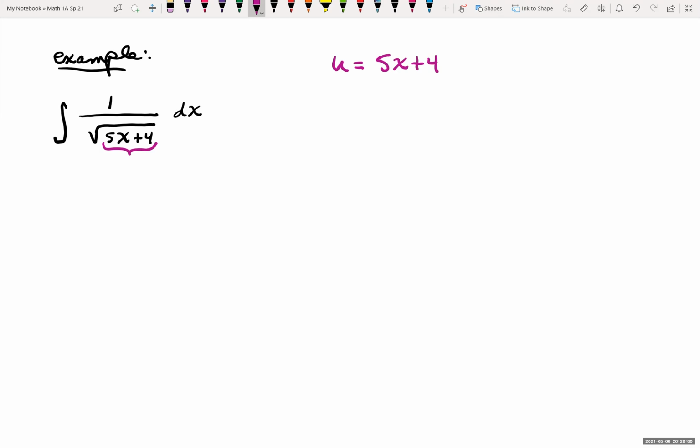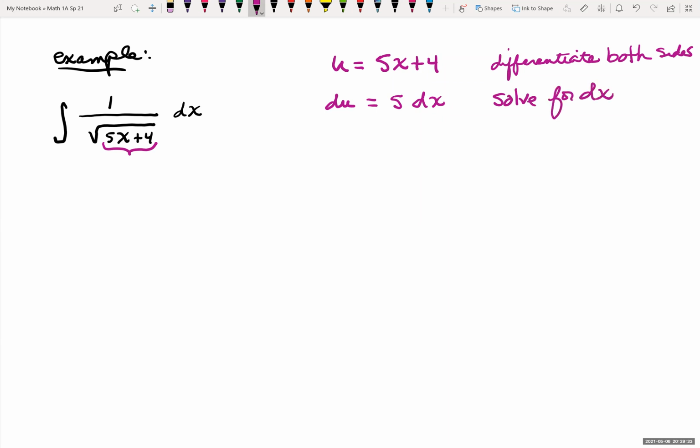So we want to differentiate both sides. The derivative of u with respect to x is du equals the derivative of 5x plus 4, which is 5 dx. So choose u, differentiate both sides, and then we're going to solve for dx. We can get dx by itself by dividing both sides by 5. So we're given that dx is equal to du all over 5.